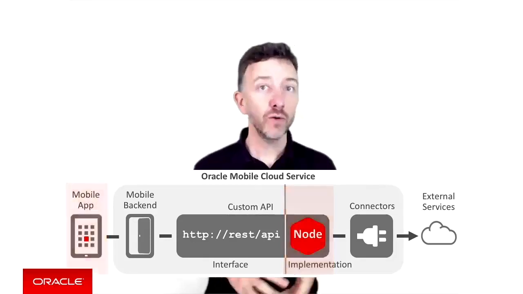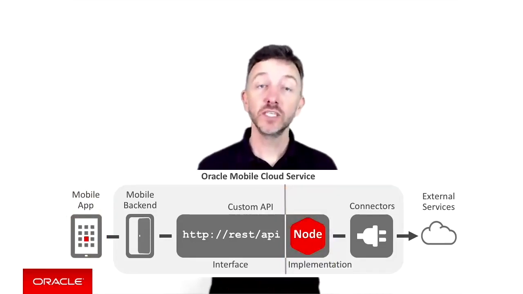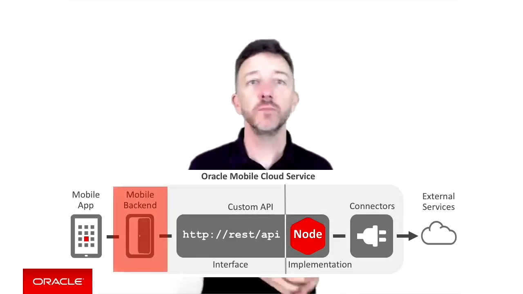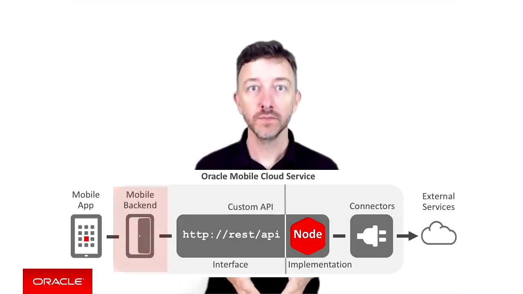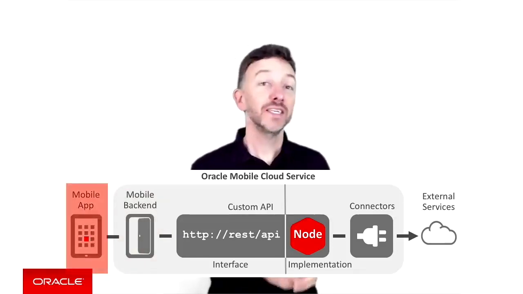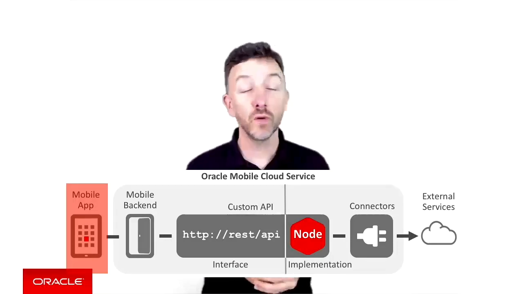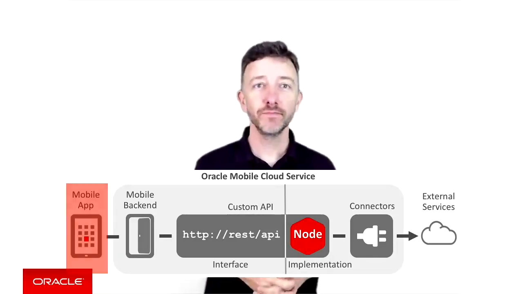Now by default, our REST APIs in MCS aren't exposed externally, so we also in MCS need to define a mobile backend to make the API publicly accessible. And then finally in our mobile app, we actually need to write the code in our mobile app itself to call MCS. Okay, and as you remember, at the moment it's hard-coded.